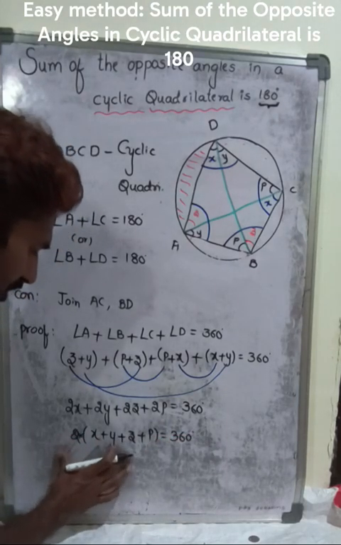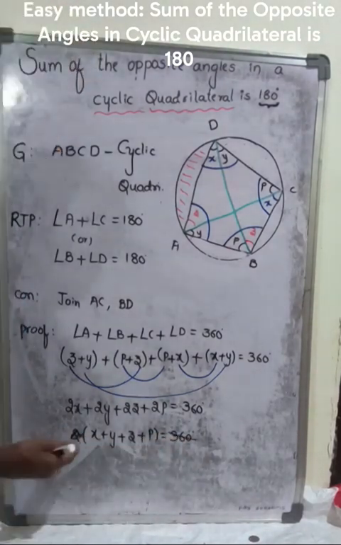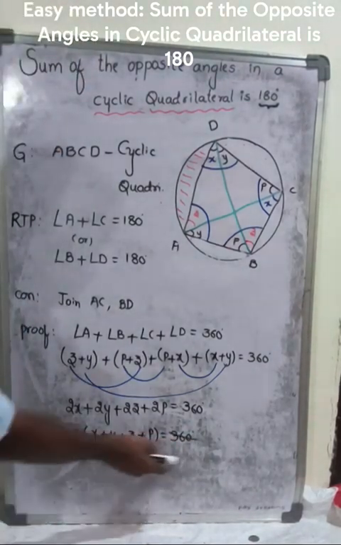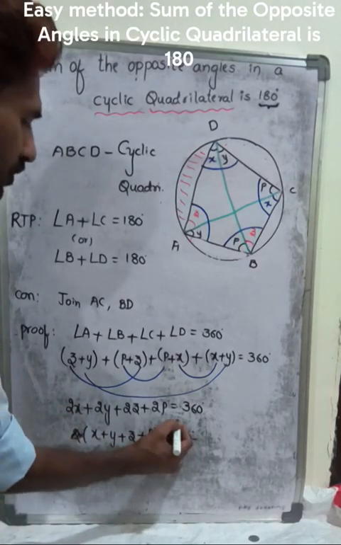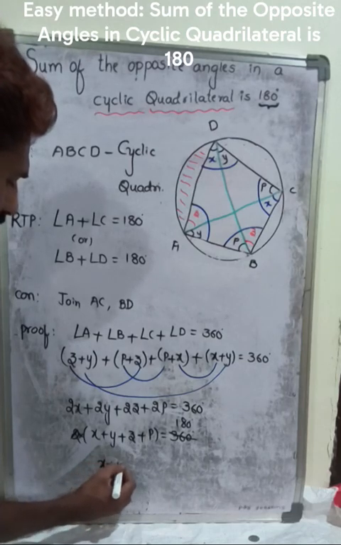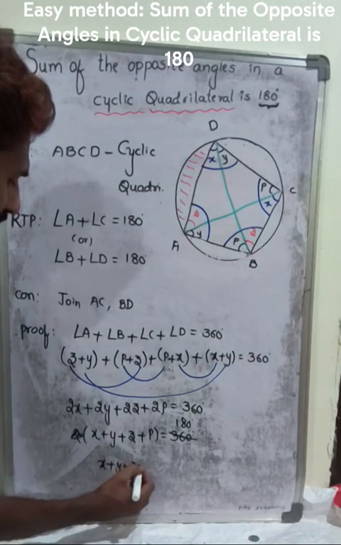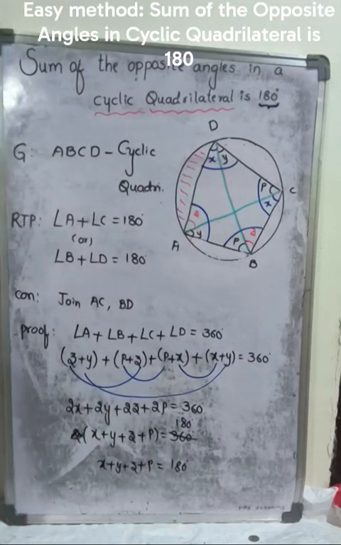This can be treated as one single term, so you can cancel out from here. Or else, if you don't understand, you can transfer 2 to the other side. It is going to become 360 by 2, which is 180 degrees. So what you finally got is x plus y plus z plus p is equal to 180 degrees. And this is a proof, I can say.